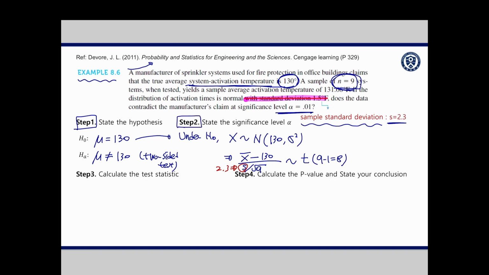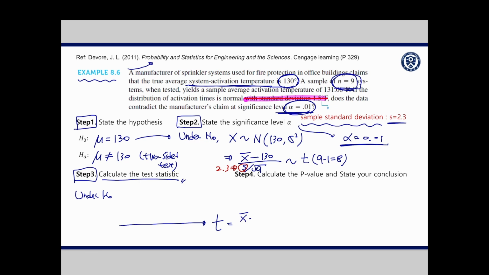And step 2 is alpha equals 0.01. We are given the significance level in this example. And step 3 is calculating the test statistic. Under H0, T equals X bar minus 130 over s divided by the square root of 9, which follows a t distribution like this.